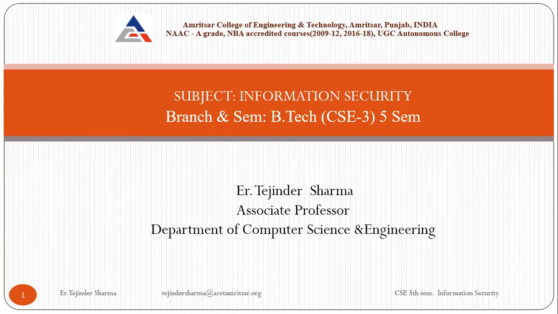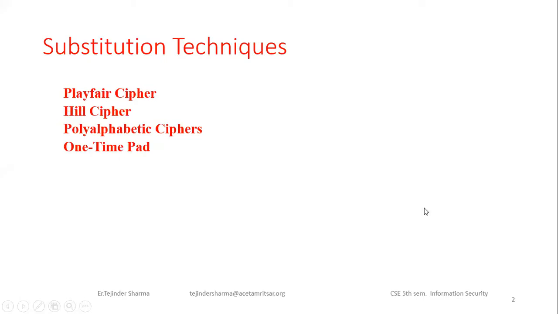Today we'll be doing different substitution ciphers. The various substitution ciphers which we have left in the previous lecture were Playfair cipher, Hill cipher, polyalphabetic cipher, and one-time pad. We'll try to complete all of these in today's lecture. So first is your Playfair cipher.